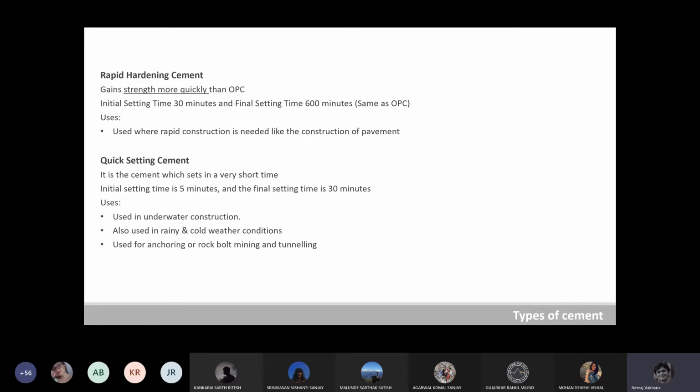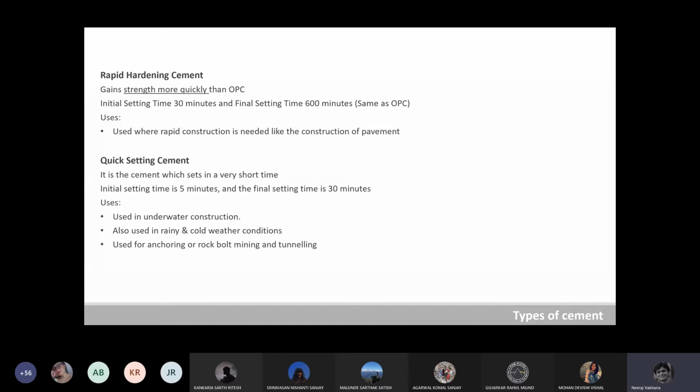So here it is the cement which sets in a very short time. Initial setting time is 5 minutes and final setting time is 30 minutes. The aluminum sulfate increases the hydration rate of silicate in this. So aluminum sulfate is the component which sets the cement quickly in this type of cement. It is used for underwater construction where you want to immediately let the concrete set.